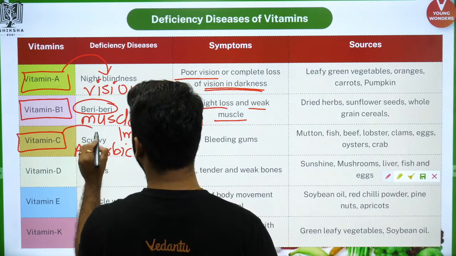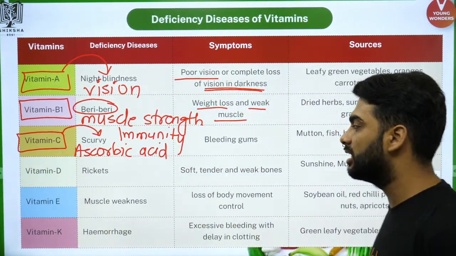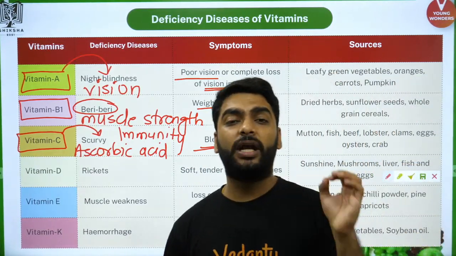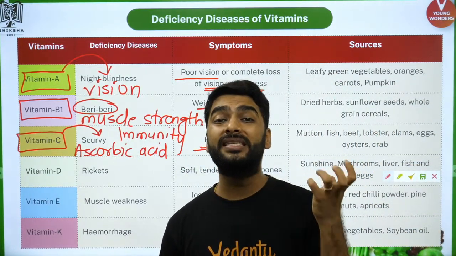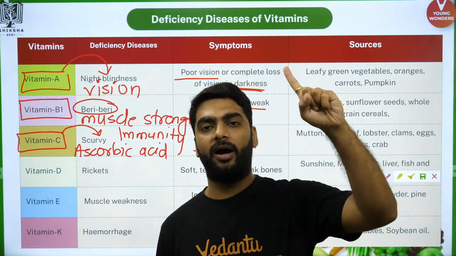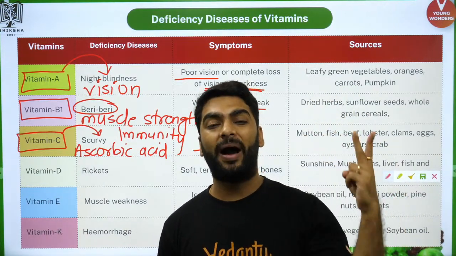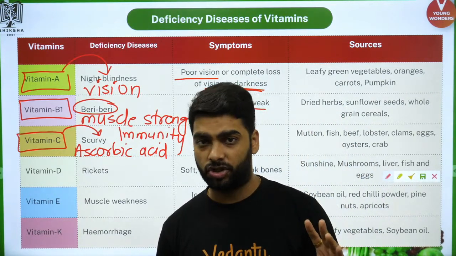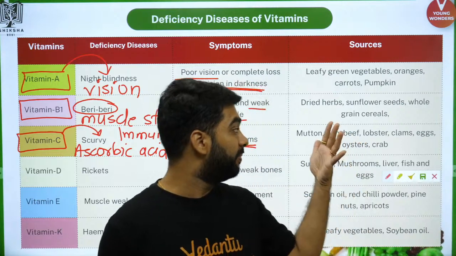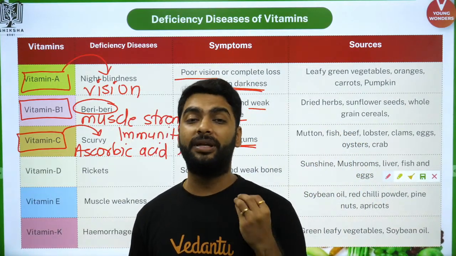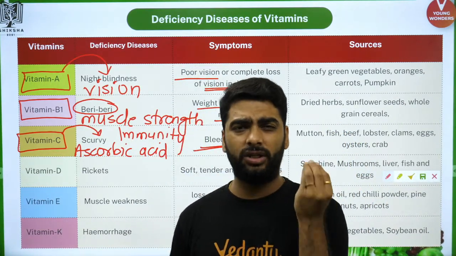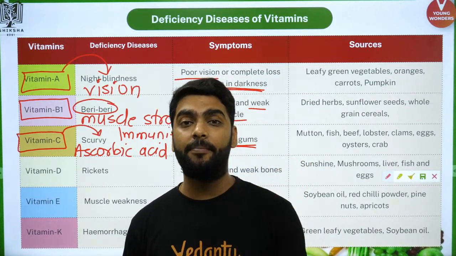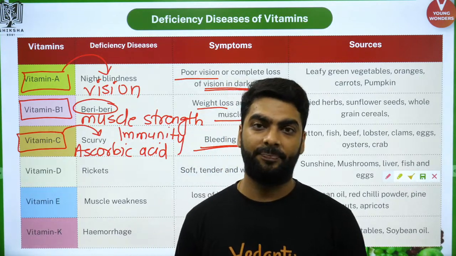And if you do not have enough vitamin C, it causes scurvy. Scurvy means bleeding gums. And you get your vitamin C from all your sour fruits like amla or the Indian gooseberry or your pineapple, right? Your oranges, right? Your spinach, right? Plus your meat, right? They will give you vitamin C. All your khatta or the sour fruits and vegetables will give you vitamin C. Your tamarind, lemon, very good source of vitamin C, right?